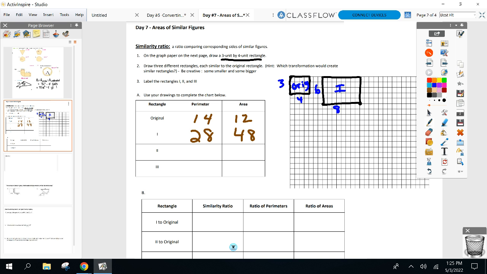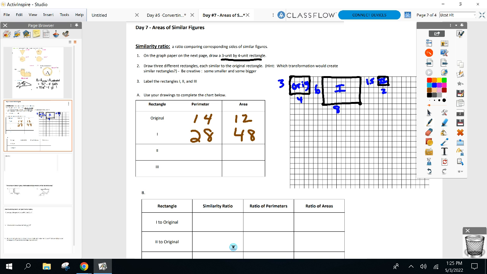Huh, okay. Next up, what size rectangle do you want to do next? It's got to be similar to the original. 1 by 2? Or 1.5. You want to go 1.5 by 2? I'm fine. That's similar, right? Let's go 1.5 by 2. Oh, look at that little thing. Call that rectangle Roman numeral 2. 1.5 by 2.